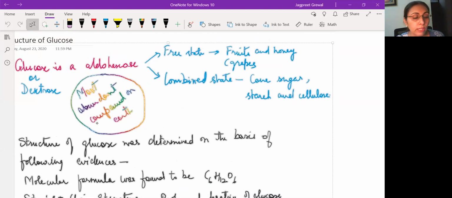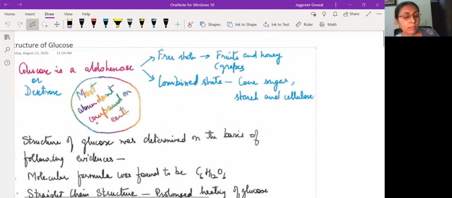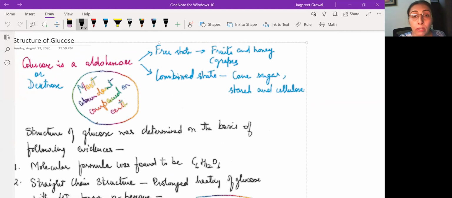Both the states, free state and the combined state. Free state means it occurs in fruits and in honey. Combined state, it occurs in cane sugar, starch, and cellulose. These molecules are the polymers of glucose.